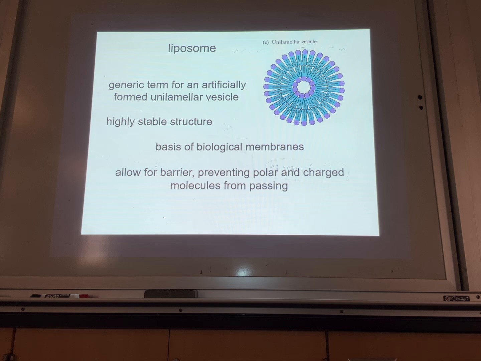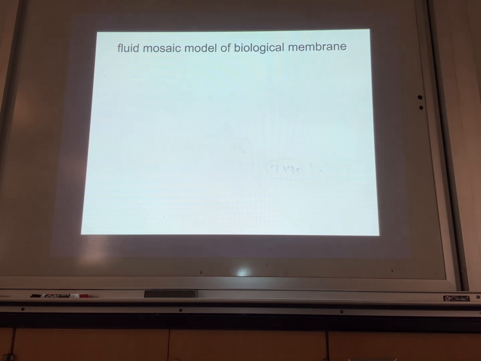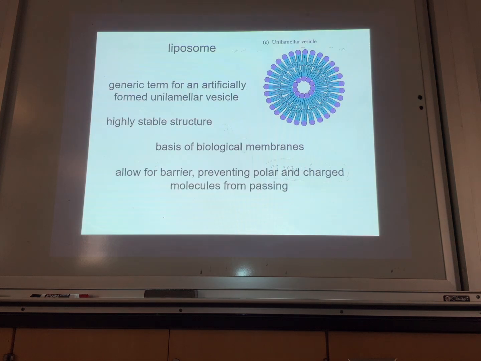And the barrier prevents polar and charged molecules from passing. Fat-soluble stuff can pass through, but remember, fat-soluble stuff generally doesn't just float around in an aqueous environment. So really, we need mostly to prevent the polar and charged particles from being able to pass through freely. All right, so that's vesicles. Now we'll move on to the actual plasma membrane.